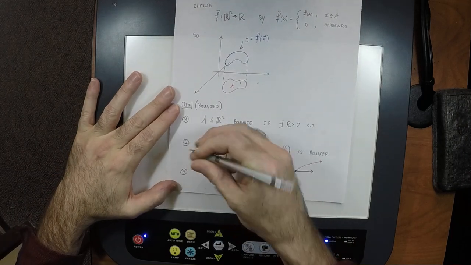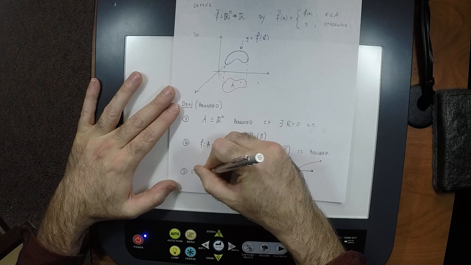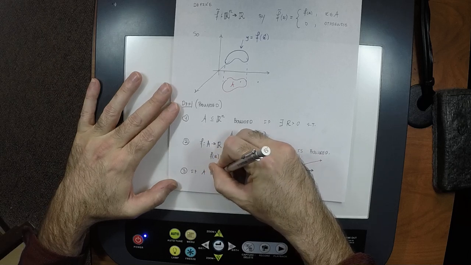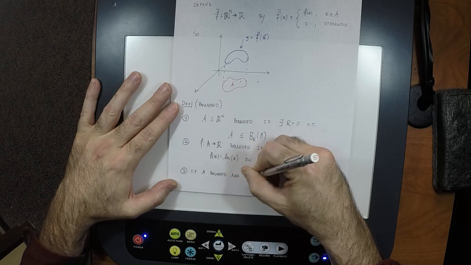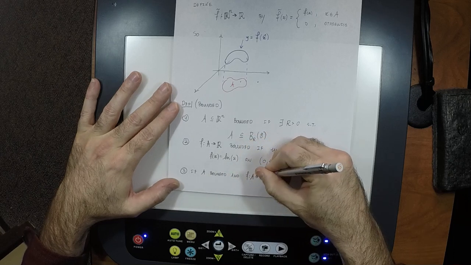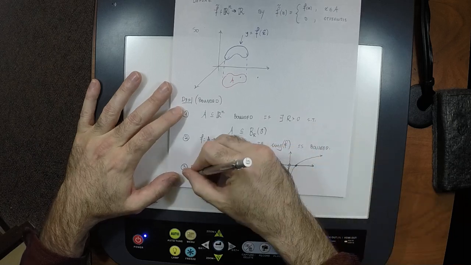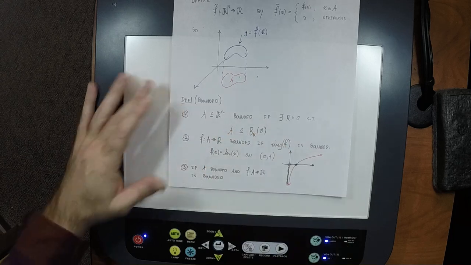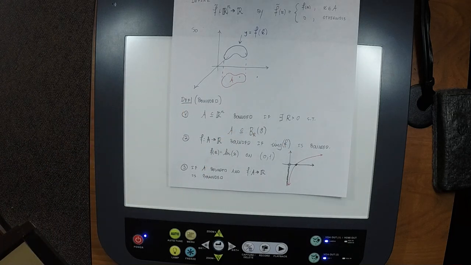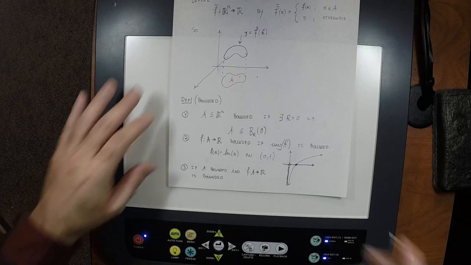Finally, three. If A is bounded, and f from A to the reals is bounded. That is to say, suppose we have a domain that is bounded and a function defined on that domain which is also bounded. This is the specific case we're most interested in, so we're going to give it a specific name. Such a function is said to be bounded with bounded support.